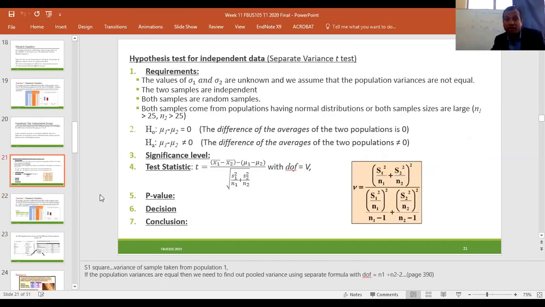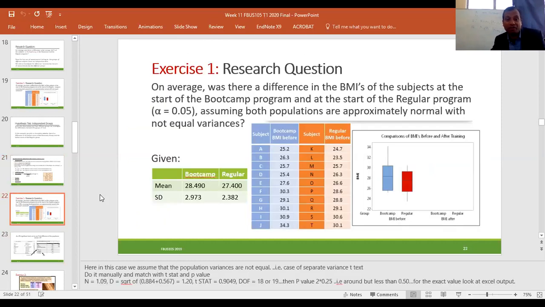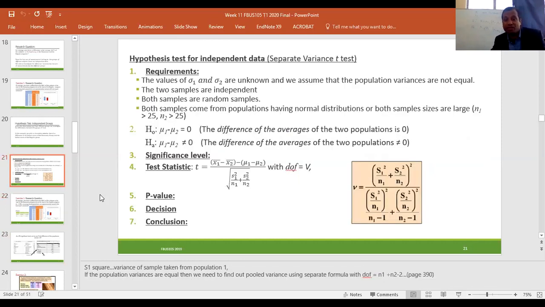What next? The significance level is given as 0.05. So try to calculate the T statistics. Do it fast. All the values are given for the T statistics. Whatever value is required, it is given to you. Find out the T statistics.